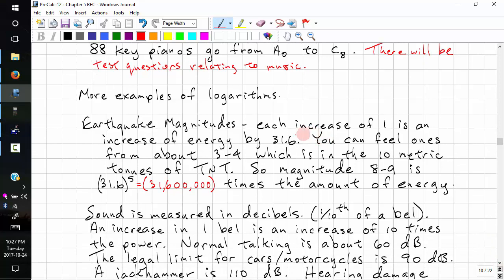Earthquake magnitudes. Each increase of 1 is an increase of energy by 31.6. You can feel the ones that have magnitude 3 to 4, which is in the 10 metric tons of TNT range. So a magnitude of 8 to 9 is 31.6 to the power of 5. This works out to be 31 million times the amount of energy.